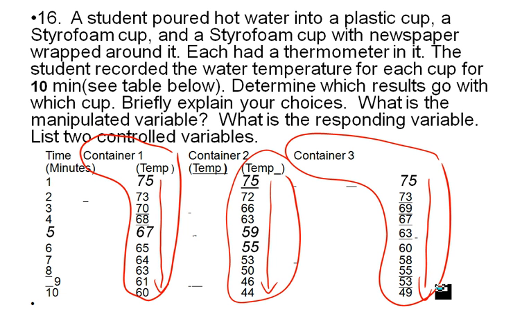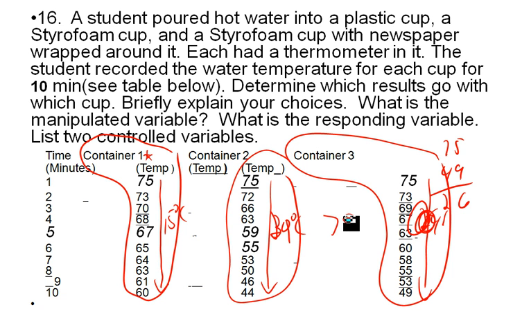First of all, which one is the best insulator? This one, 1, because it didn't cool down much. It only cooled down by 15 degrees. Whereas this one cooled down almost, or not almost, 29 degrees. And this one cooled down 26, no, less than 26. So 75 minus 49, that's 26. So 75 minus 44, that's 31. Okay, so this is the worst.